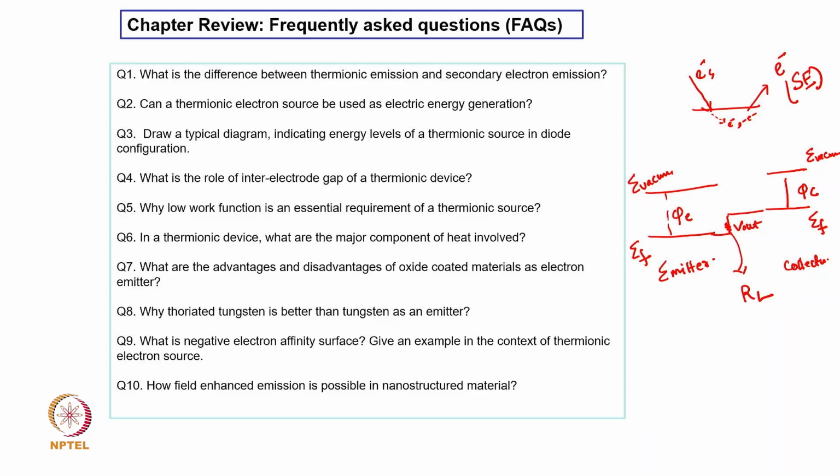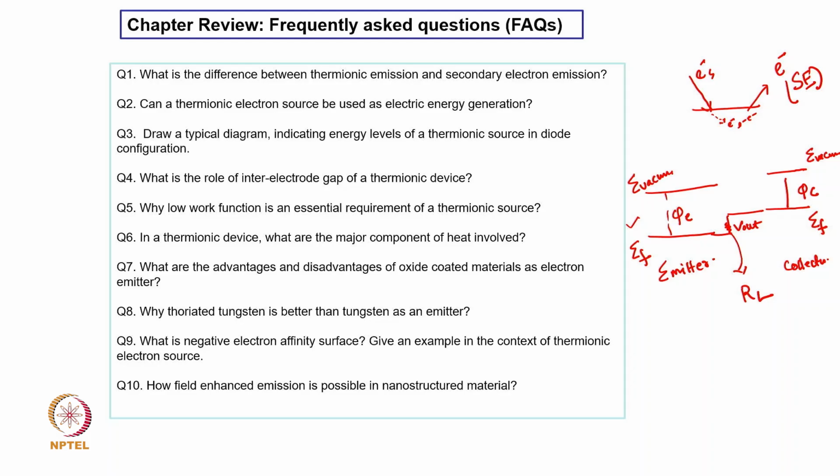Why low work function is an essential requirement of a thermionic source is very simple. We can see from this: if the emitter material work function is low, we have a high emission probability. If the collector material work function is low, then the difference between the work function of the emitter material and the collector material becomes high, and then we have more output voltage generated. So, it is extremely important that the work function of the emitter and the collector material should be optimized before we design a thermionic generator.